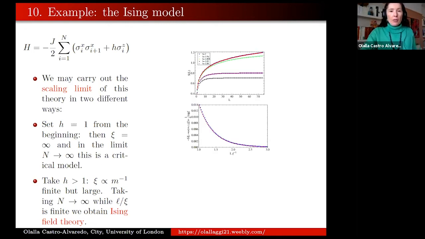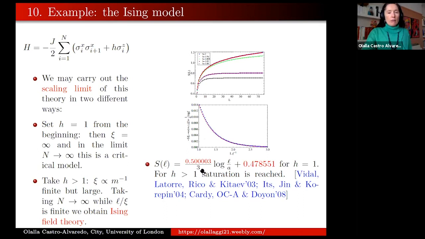The picture on top is the entanglement entropy of an interval of length L. I apologize because the legend and everything is very tiny, but it doesn't matter so much. The legend says the value of H in each of these pictures. The curve at the very top corresponds to H equals 1. This is the critical model, and in that critical model, we expect the entanglement to grow logarithmically with L. And this is what we see. We see a log function, and not only that, we see it very, very precisely.